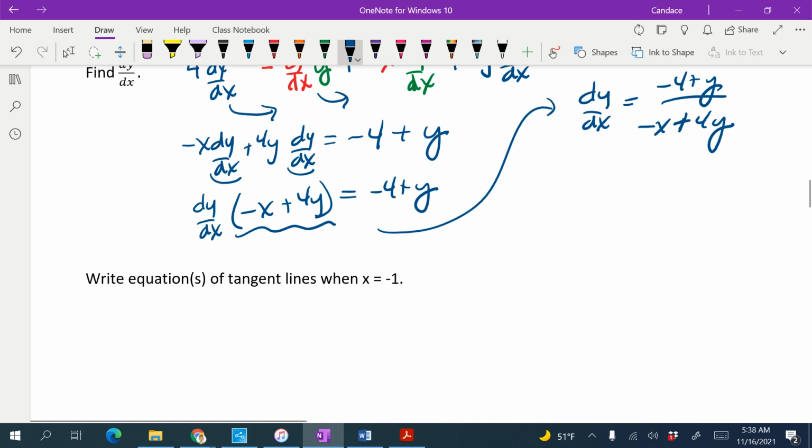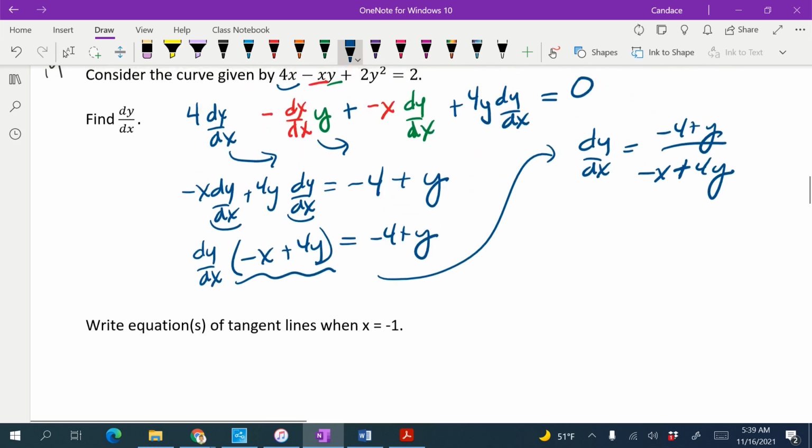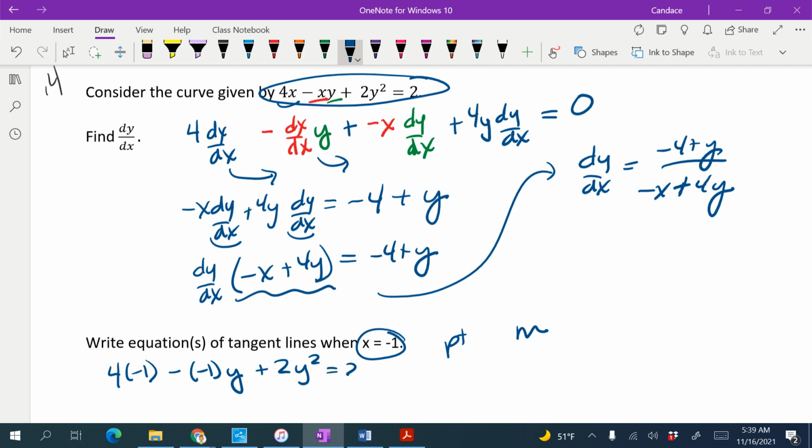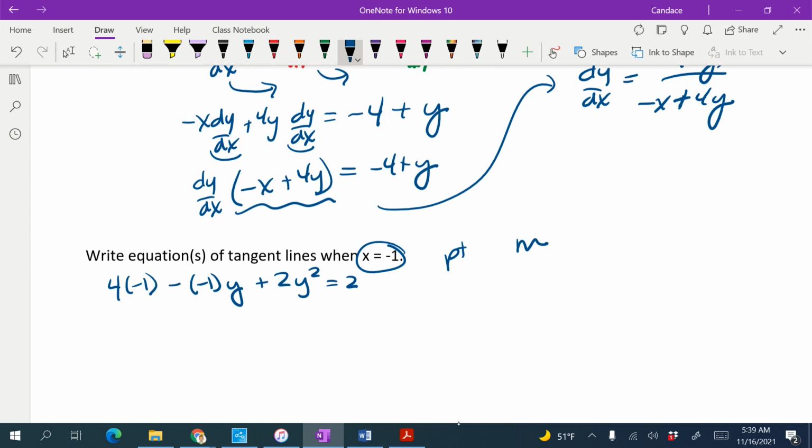Now we're supposed to write the equations of the tangent line when x equals negative 1. So we need two things to write an equation of a tangent line, a point and a slope. Currently, I have neither one of those things. So I'm going to start by plugging this into the original equation to try to solve for my y. And it might be ugly because I just made the numbers up. So we've got 4 times negative 1 minus negative 1y plus 2y squared equals 2. So let's see, we've got negative 4 plus y plus 2y squared equals 2.